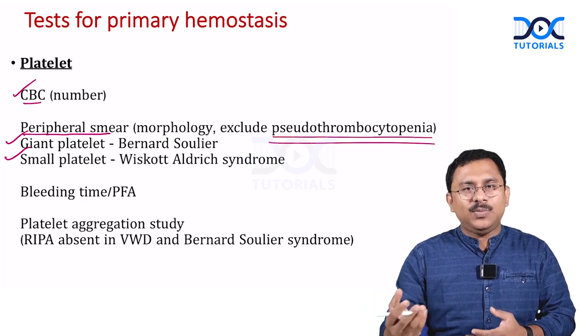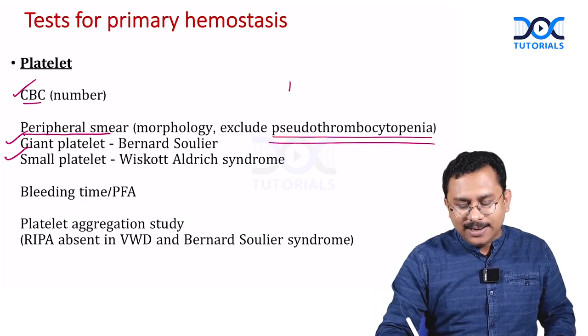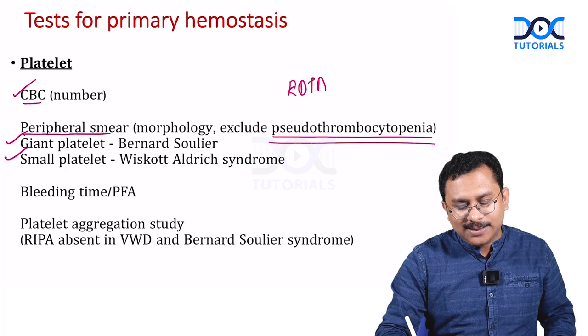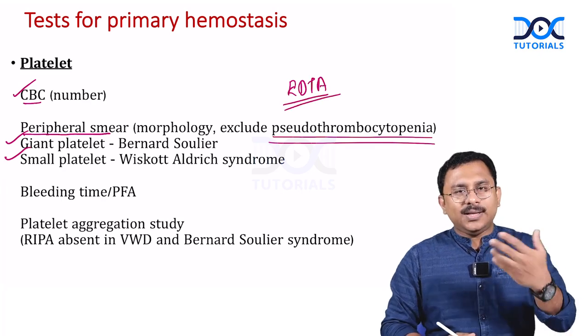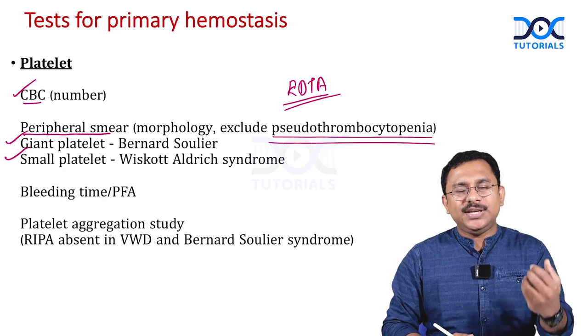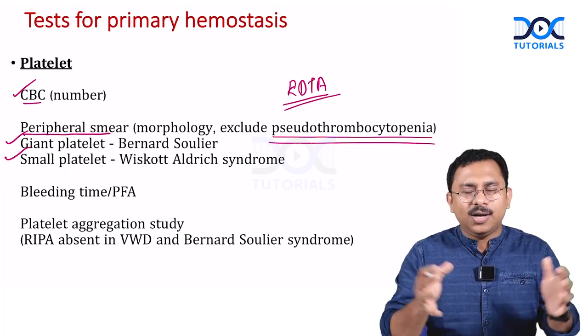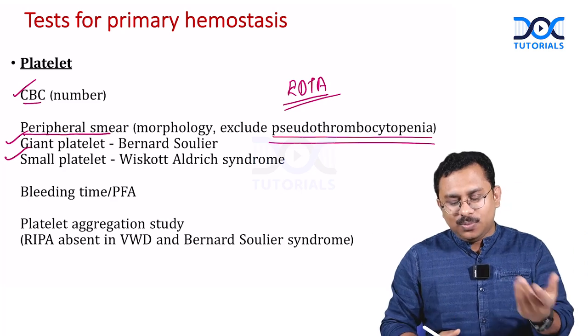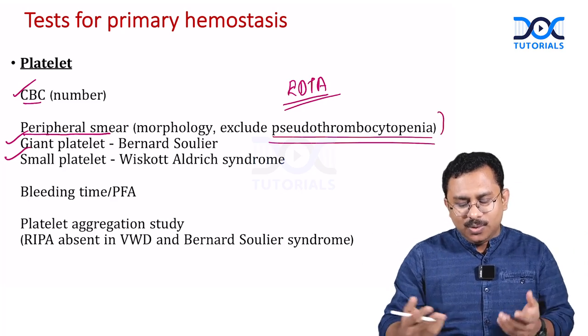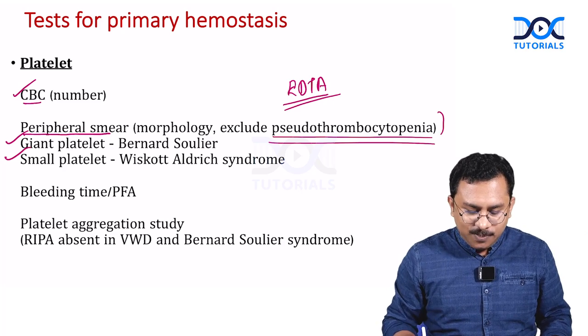If you take a blood sample with EDTA, it can cause clumping of the platelets. So if you just look at the count, it might spuriously show thrombocytopenia. But when you look at the peripheral smear, you will see all the platelets clumped up, which will tell you it is a pseudothrombocytopenia.